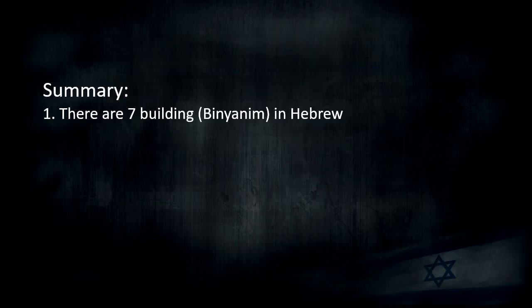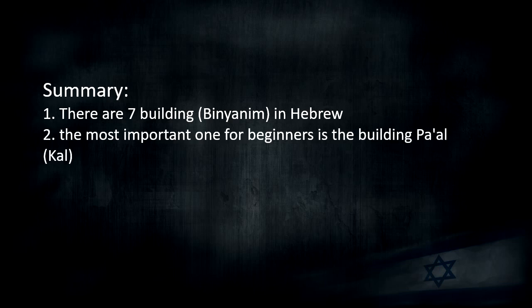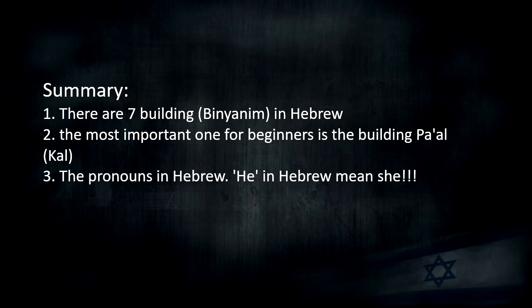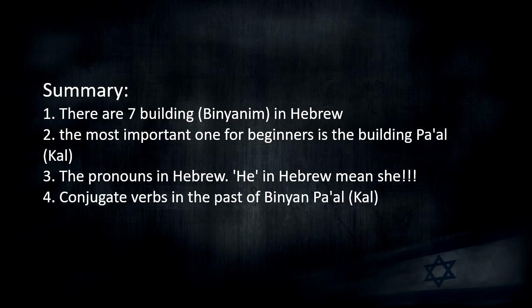Okay, so today we learned that there are 7 buildings in Hebrew. Also, we learned that the most important building for beginners is binyan pa'al, binyan kal. We learned all the pronouns in Hebrew, and we learned to pay attention that hi in Hebrew actually means she. Then we conjugated 3 verbs that are examples for all verbs in Hebrew that are in binyan pa'al.